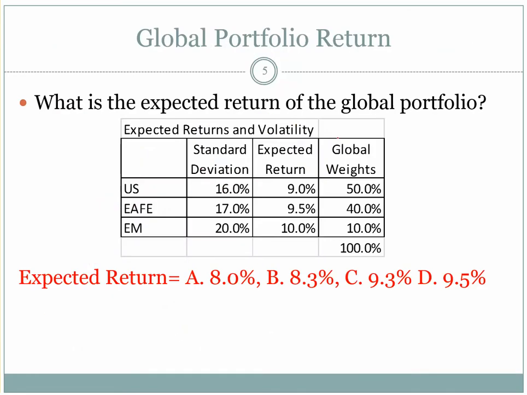So if we're looking for the expected return of this 3-asset portfolio, I would simply take my assets 1, 2, and 3, and I'd plug in w_i r_i. So it would just be the sum of these 3 products, 50% of 9%, 40% of 9.5%, and 10% of 10, which turns out to be 9.3%.